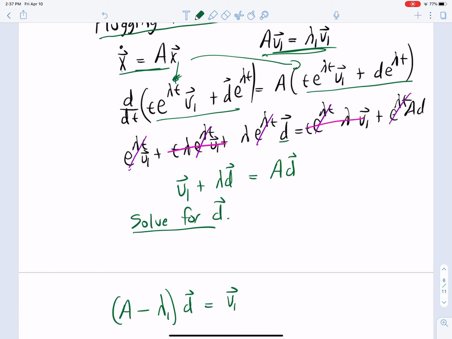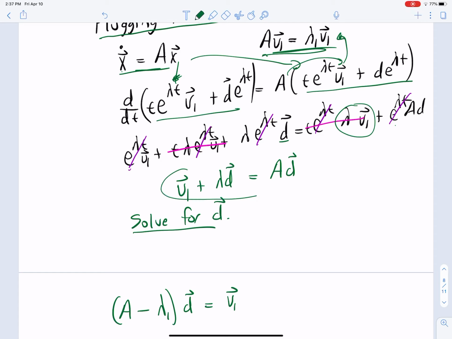Over here, the only term would be a v1. A goes with v1 here, which by the definition of an eigenvector is lambda v1. And over here, this is just e to the lambda t, which is a scalar, and then a times d. So once you do some cancellation, you can see every term has an e to the lambda t in it. We can cancel all those out. And then the two pink lines cancel out those two terms.